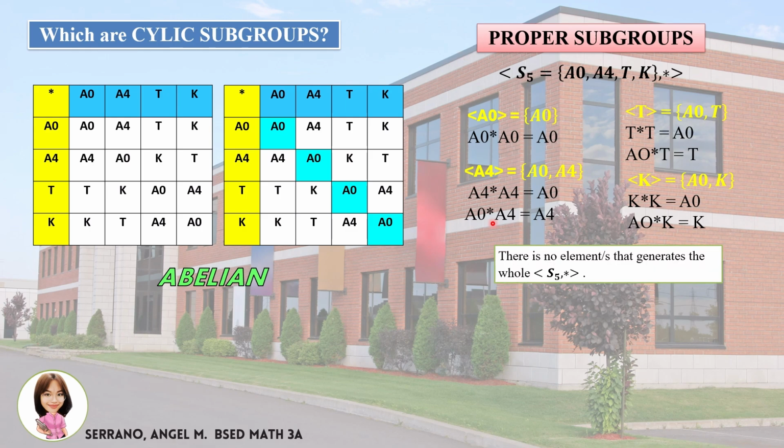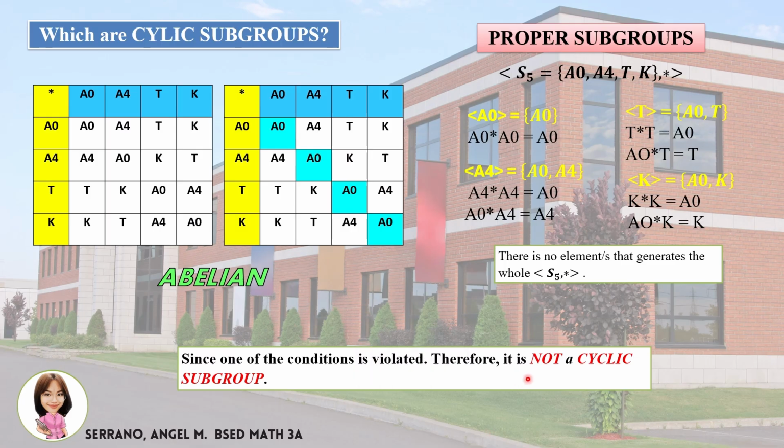So therefore, there is no element that generates the whole group of S sub 5 under binary operation star. Since one of the conditions is not satisfied, or it is violated, we can conclude that it is not a cyclic subgroup.